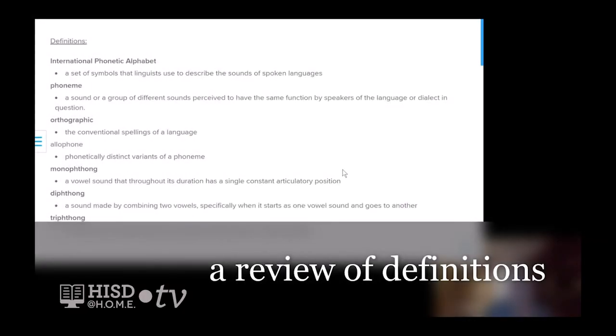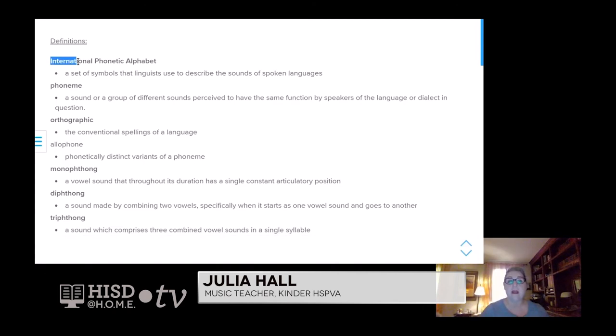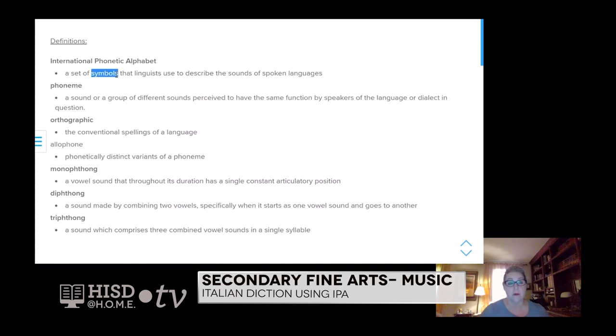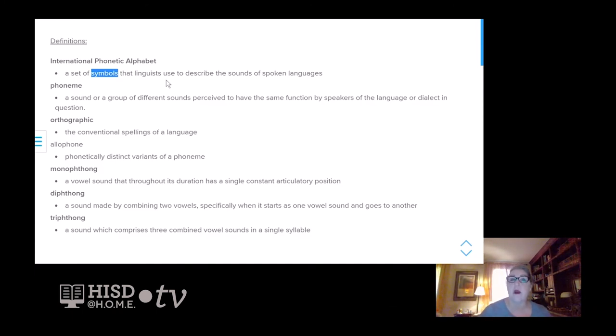Before we get started, let's go over some definitions. First of all, what is the International Phonetic Alphabet? It is a set of symbols that were originally developed by linguists to describe the sounds of spoken languages. Today, all over the world, voice teachers and choir directors use IPA for consistency in their lessons and their rehearsals. It makes it easy when everybody is in agreement about what a symbol represents in sound.